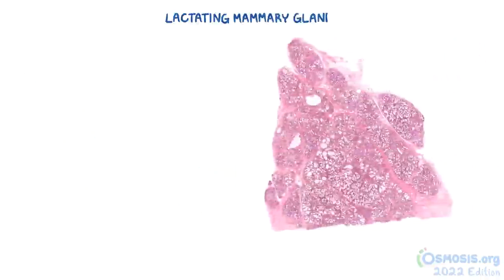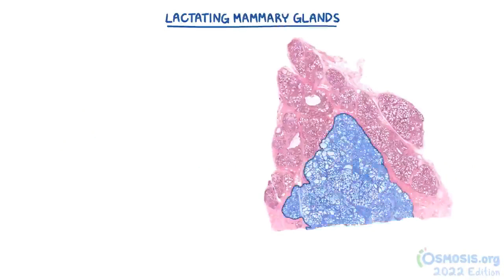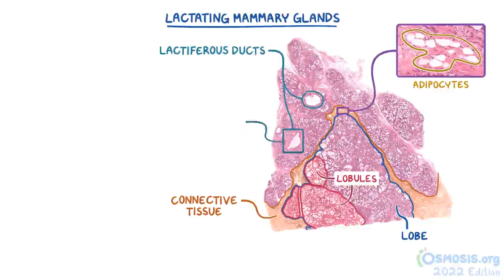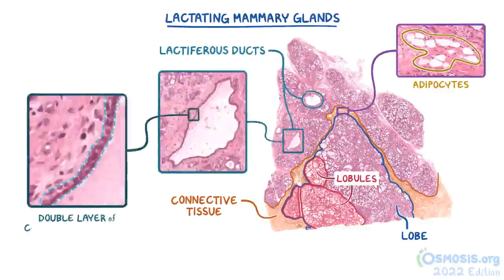This low power image is an example of lactating mammary glands in the active state. A portion of a lobe can be seen surrounded by a thick layer of connective tissue that contains a small number of fat cells or adipocytes within the connective tissue as well. Within the lobe, thinner layers of connective tissue separate the lobe into lobules. In a neighboring lobe, we can also see a couple of large lactiferous ducts. These ducts are lined with a double layer of columnar or cuboidal cells with a surrounding layer of connective tissue.